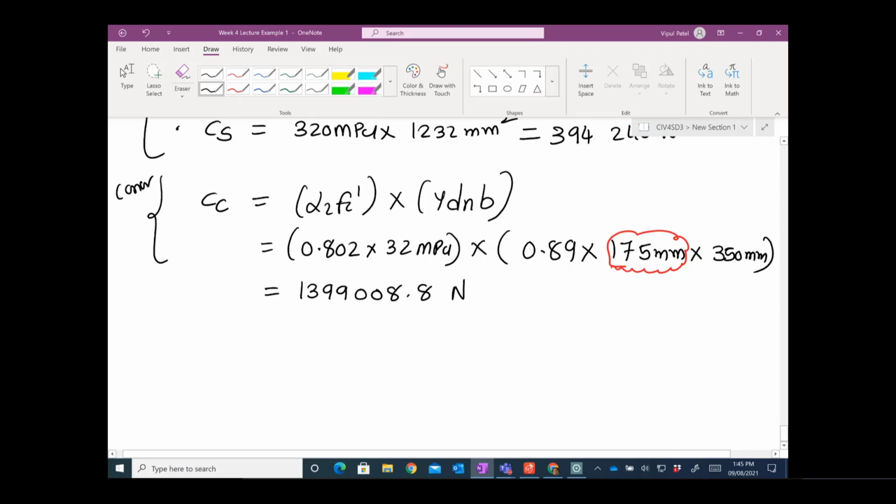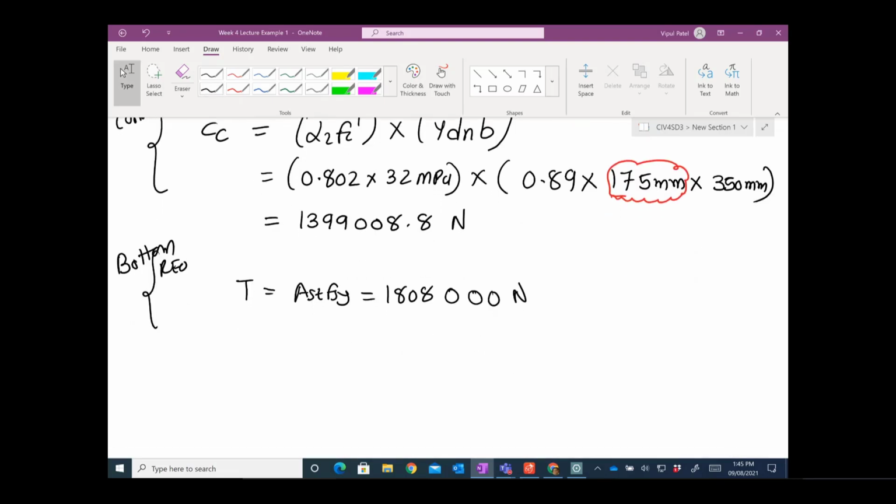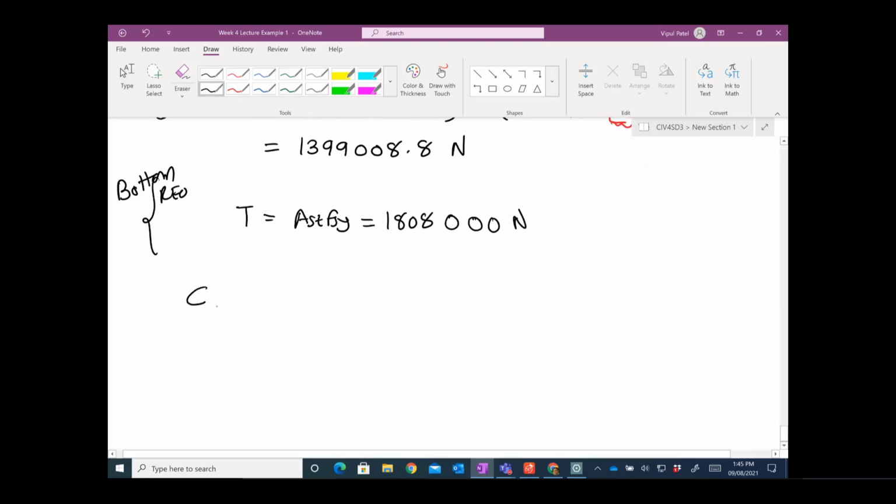1399008.8 newtons. And now the final is the bottom row. The force in the bottom row is tensile. I think they are the same, because it's not dependent on your dn. So I think we calculated 108,000 newtons, right? Because this bottom row does not depend on your steel. So let's check equilibrium. That is CC plus CS minus T equal to 0.